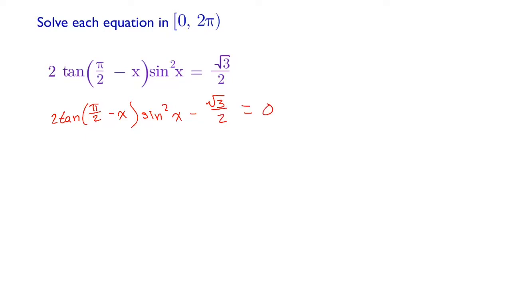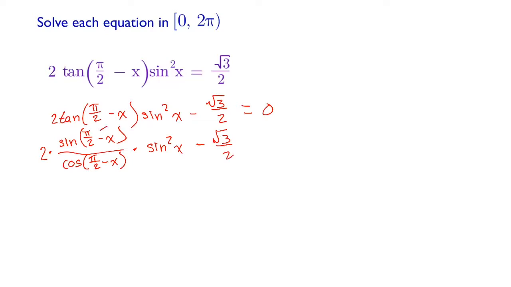Okay, so now this is where we're going to start using some of our trig identities. So this is 2 times sine of (pi/2 minus x) over cosine of (pi/2 minus x) times sine squared of x, still minus the square root of 3 over 2.